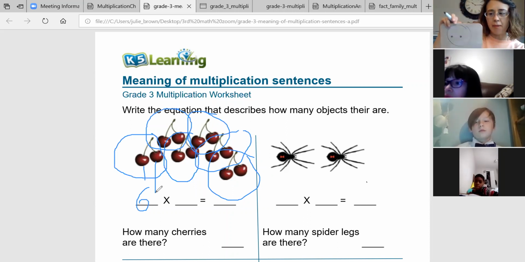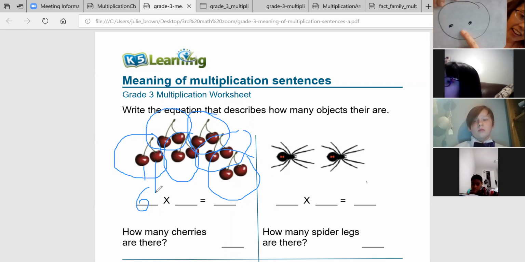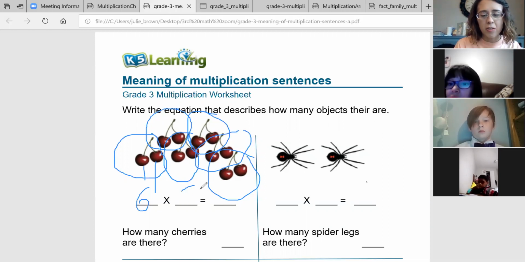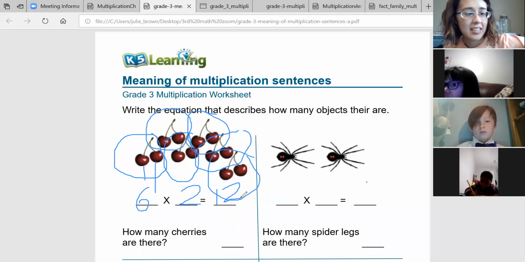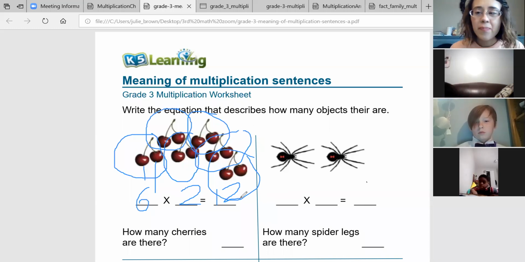Jameer, can you see in the picture how many cherries are in each group? Yes. How many? 2. So we would write down on our paper 6 times 2. Dashiell told us the answer is 12. And what does the 12 mean? Well, 12 means how many cherries there are all in all. Yes, how many cherries there are in all.